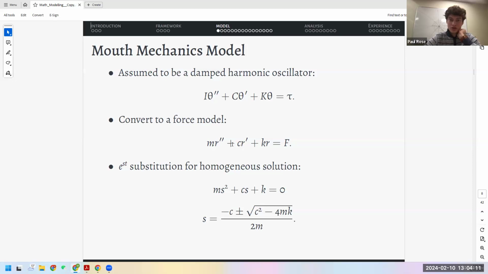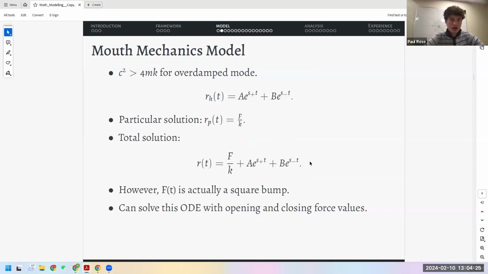This torque-based ODE describing the jaw as a hinge can then be converted to a force-based ODE by dividing by the length of the moment arm. And then to solve this ODE, we used e to the st substitution and a quadratic. And we also assume that the system is overdamped, as the dog's mouth does not continue to oscillate after it opens and closes the first time.